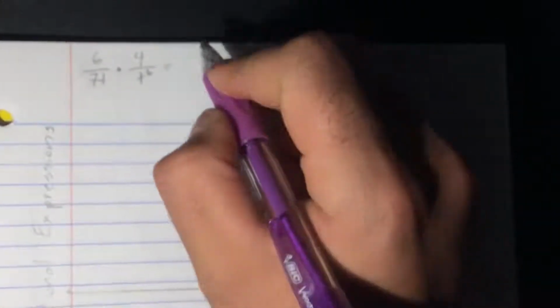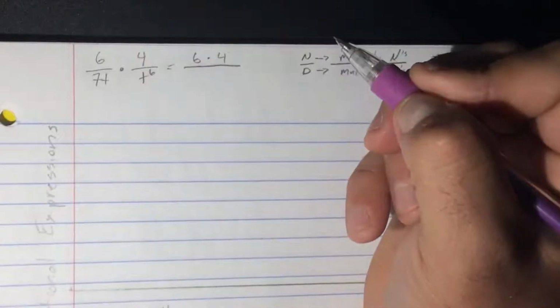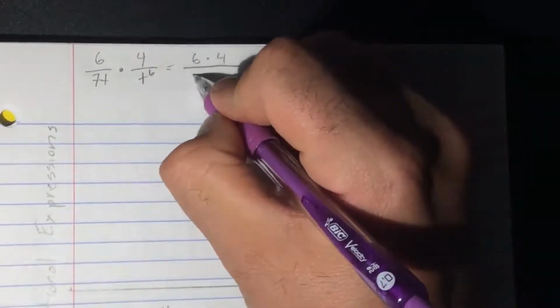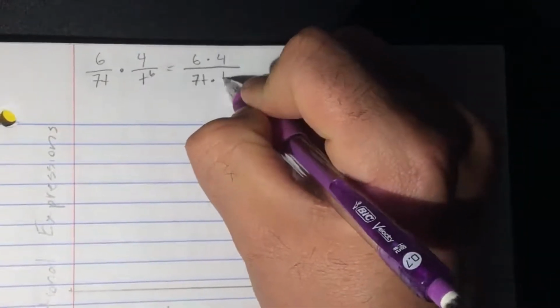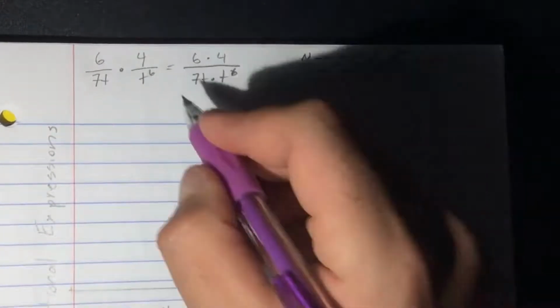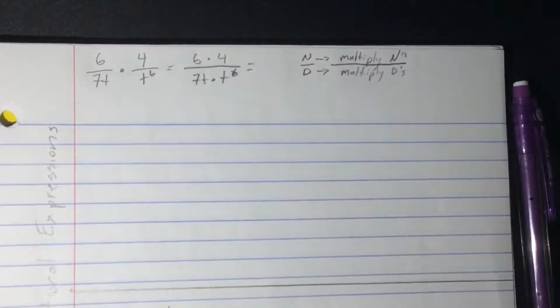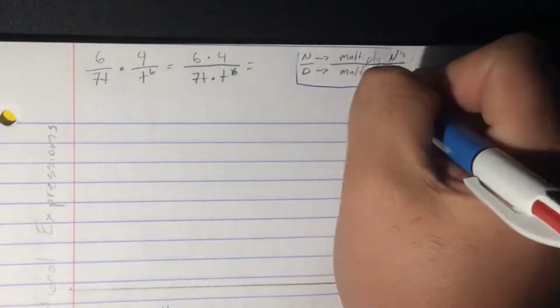So the way that looks is, if we set it up, we multiply the numerators first. We have 6 times 4. And then you put that over the denominators. We have 7t times t to the 6th power. That's not too bad, right? Let me use a little color so we don't get confused, and box this out.